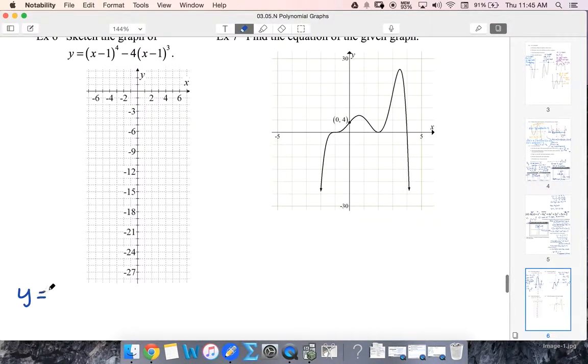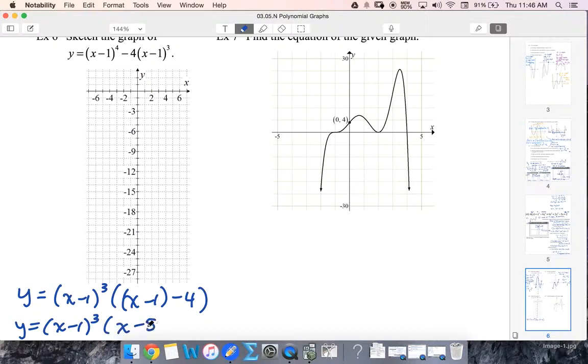So if I take out my x minus 1 cubed, that's going to leave me with an x minus 1 here. It's going to leave me with a minus 4 here. All right, so continuing to write that out, that means I'll have x minus 1 cubed times x minus 5.